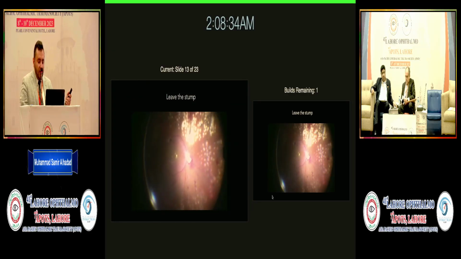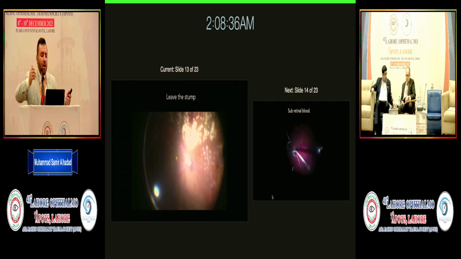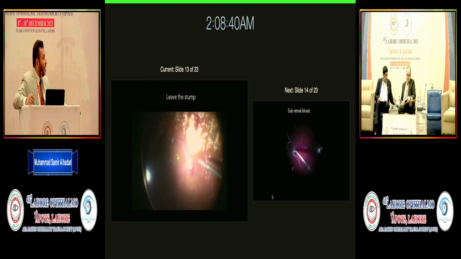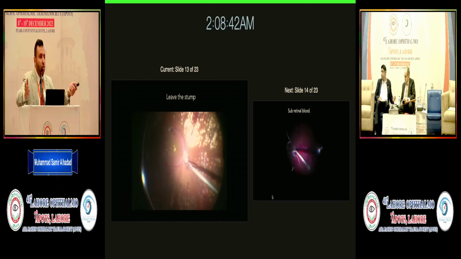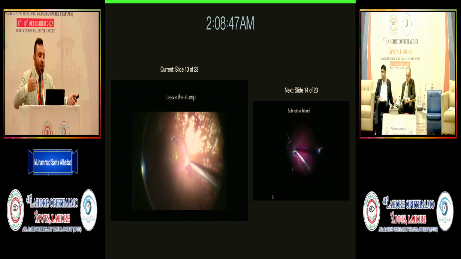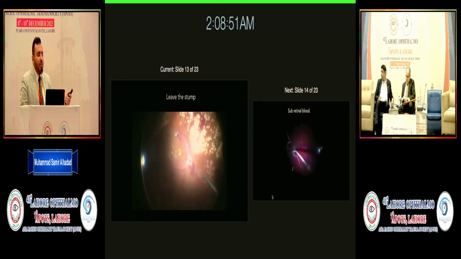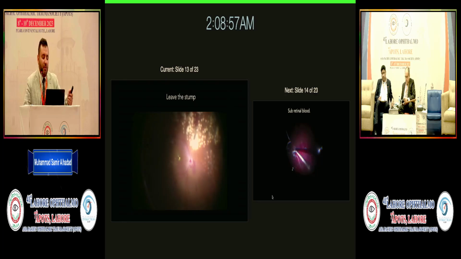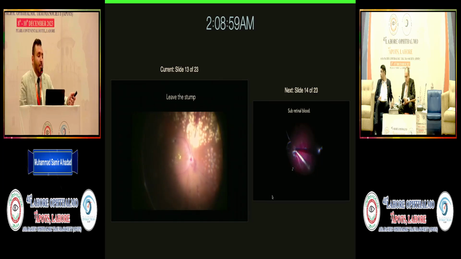Okay, this is a very good demonstration of the dilemma of removing this stump or leaving the stump over the optic disc. Do we remove it or not? Every surgeon has this eagerness to remove it, but when you remove this stump, you may be confronted with bleeding from the central retinal vessels, and it may be very hard to stop this bleeding till the end of the surgery.